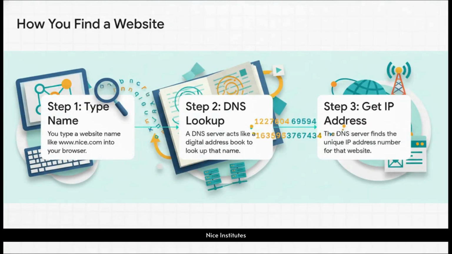But wait a second. We don't type in long strings of numbers when we go online, do we? Nope. We type in easy-to-remember names like nice.com. So how does that work? Well, when you type in a website name, a special server called a DNS, that's domain name server, acts like a giant digital address book for the entire internet. It just looks up the name you typed, finds the matching IP address number, and connects you to the right place, all in a split second.